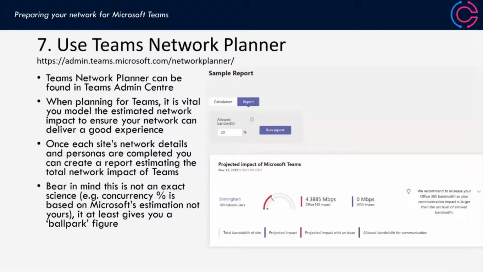So the next one is using another tool called Teams Network Planner. This is another key one as far as I'm concerned. What I've seen over the years is that people will just roll out Teams or Skype for Business or whatever communication tool you're going to use, and not properly do a network impact assessment, i.e. not see how much traffic Teams or any other tool is going to generate before rolling out onto the network.